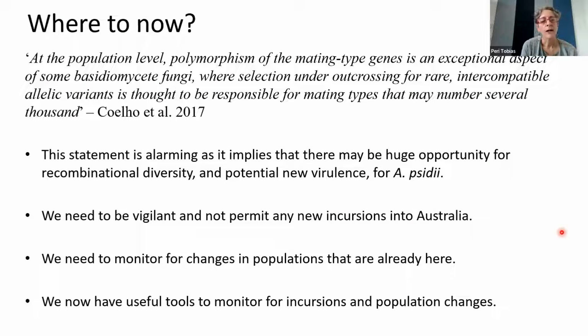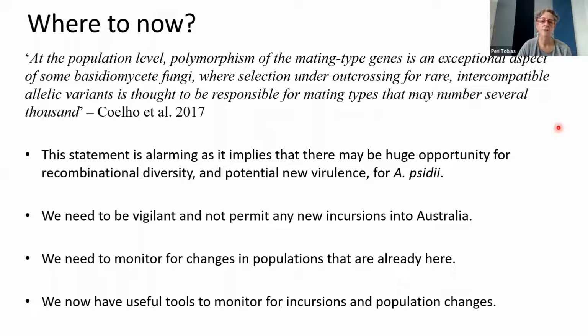So where to now? I'm going to just read this. This is again from Coelho et al. At the population level, polymorphism of the mating type genes is an exceptional aspect of some basidiomycete fungi, where selection under outcrossing for rare intercompatible allelic variants is thought to be responsible for mating types that may number several thousand. Okay, so I think that statement is alarming.